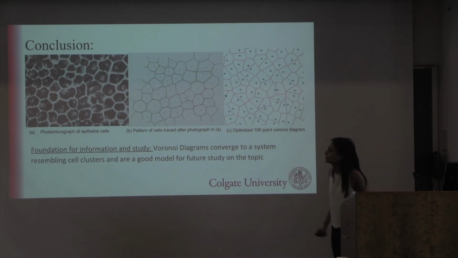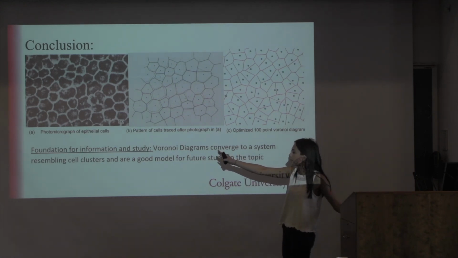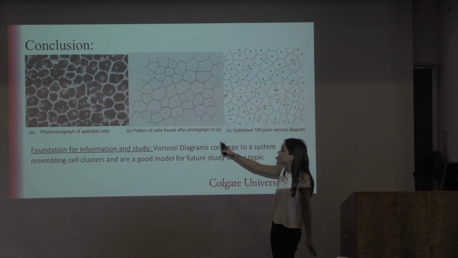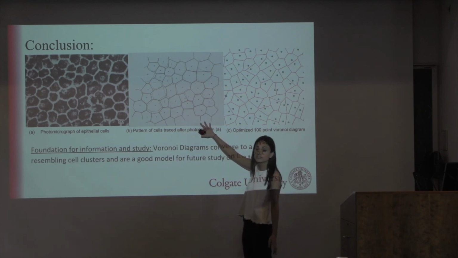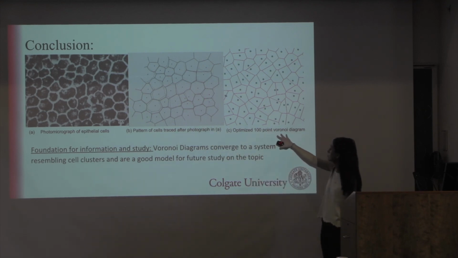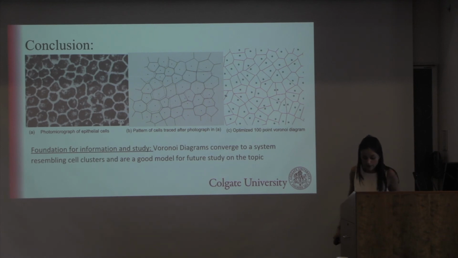Looking at these three pictures on the left, we have a photomicrograph of cells. In the middle here, we have a pattern that's drawn from this photomicrograph showing more clearly the cells. And then here we have an optimized 100-point Voronoi diagram. And just looking at these pictures, we can tell that these Voronoi diagrams do in fact converge to a system that resembles and behaves similarly to cell clusters. And although we have not fully studied the constraints of Voronoi diagrams, we believe it to be a very good foundation for information and future study.